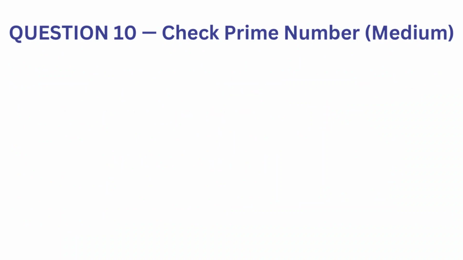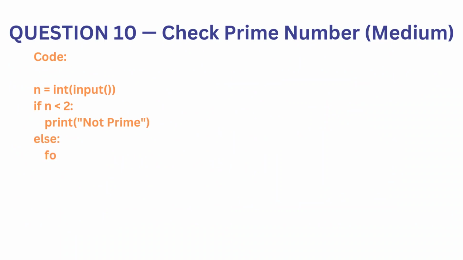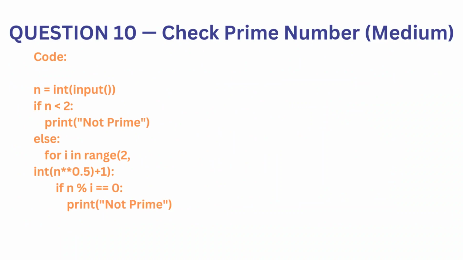So n = int(input()), that will take a number from the user, and if n < 2, that means it is not prime, else it will work as: for i in range(2, int(n ** 0.5) + 1), and if n % i == 0, that will print not prime, and then it will break, else it will print prime. So this is the optimized approach used in competitive coding.